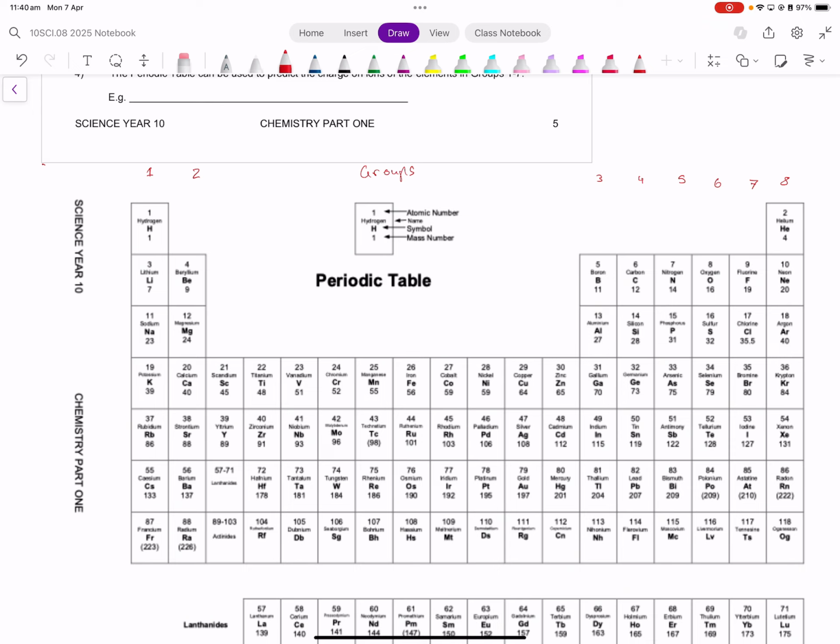Can I write it on top? Right on top of the element, I'm actually going to put something else, okay? I know it's a little bit packed and I am sorry about it. So those are the groups.